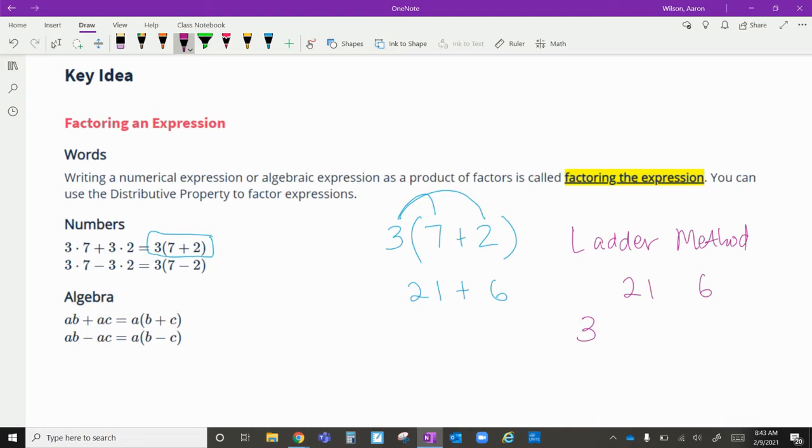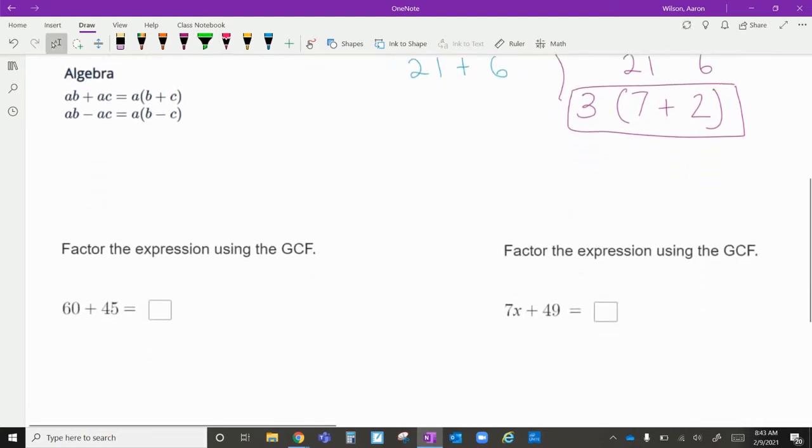And then you actually do division. 21 divided by 3 gives you 7. And then the 6 divided by 3 gives you 2, which is now why we ended where we started. Okay, so that's where we started right there. That's called factoring an expression. So let's just take a look at a couple of examples here.